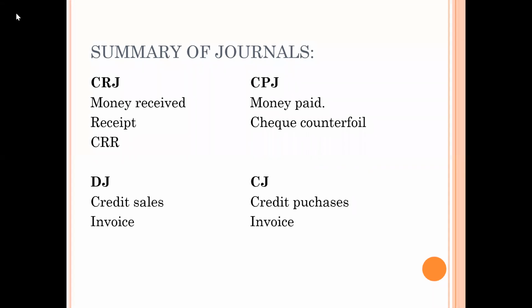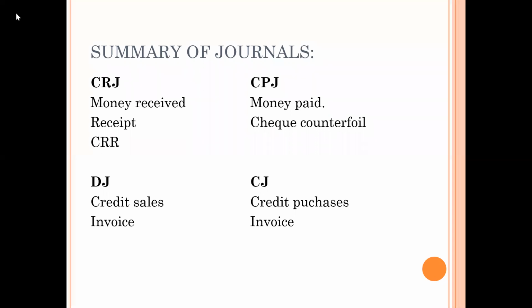What is this journal all about? It's about money that you received in your business, and there are two source documents involved: your receipt and the cash register roll, abbreviated CRR. On the right-hand side, you also did in grade 8 the CPJ, the Cash Payments Journal. It's about money that is paid, like paying the municipality for the water and electricity bill, and there's only one source document there, the check counter form.